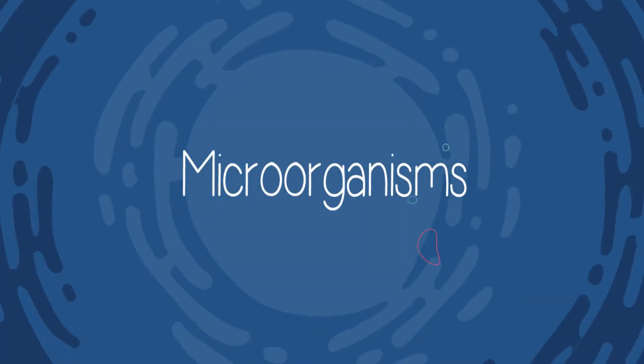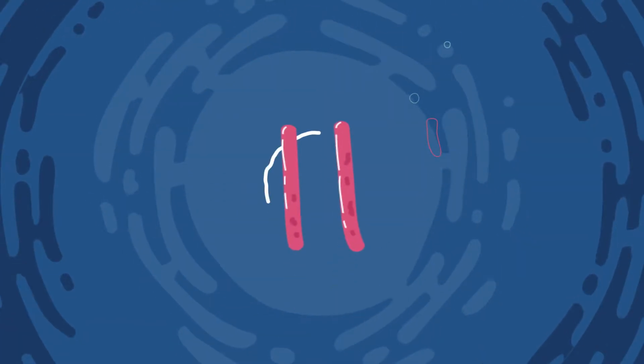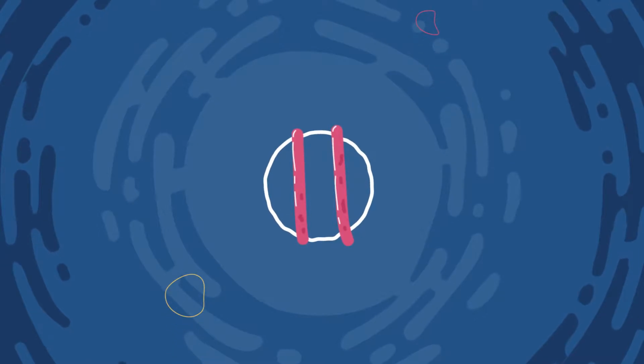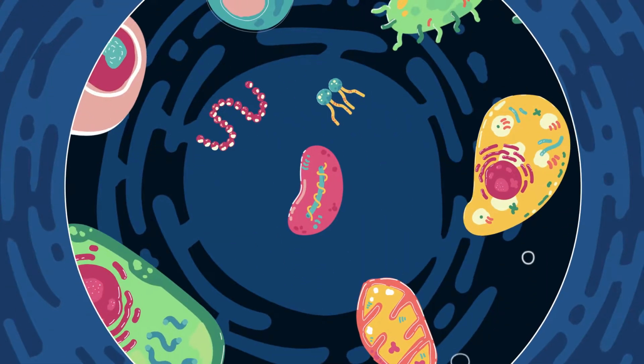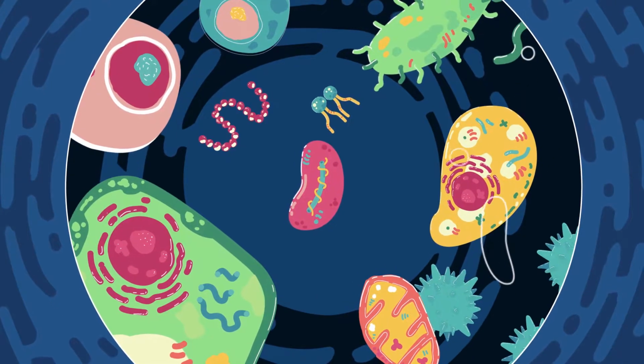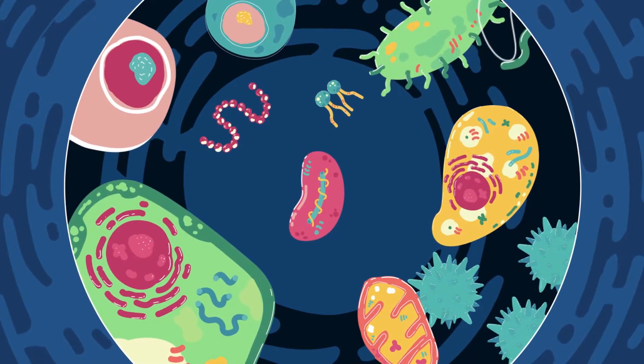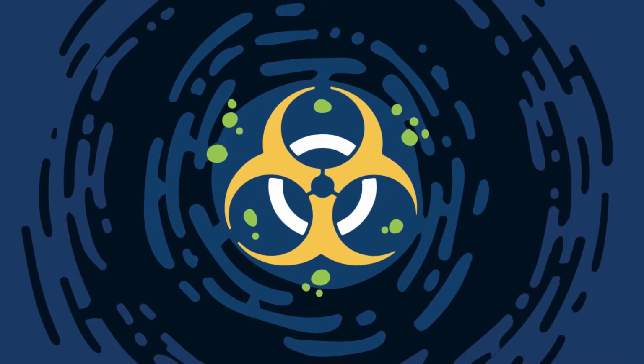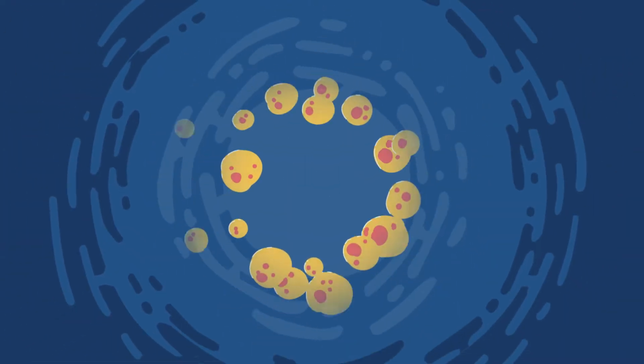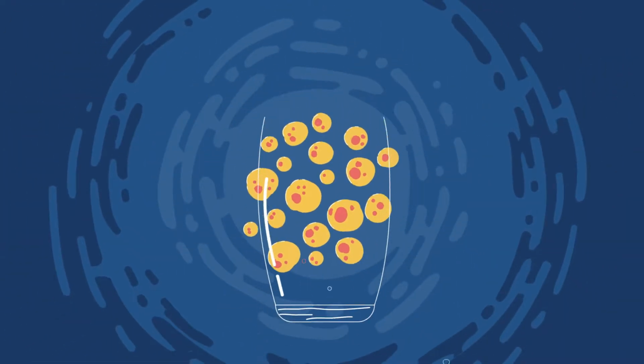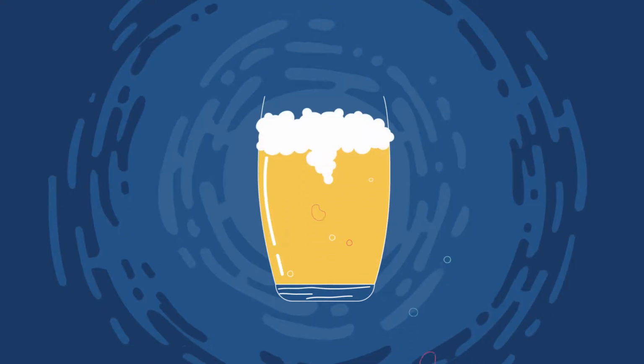What are microorganisms? Can you think of any examples? Pause the video and think of a few. They are microscopic organisms, or tiny living things. Microorganisms can cause diseases, but in this video we're going to learn about how they are useful to us, specifically in making alcohol.